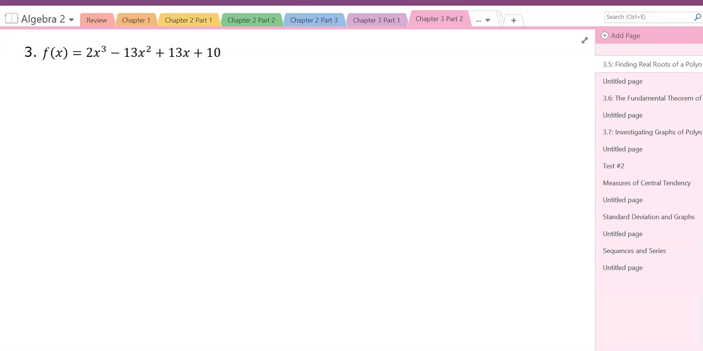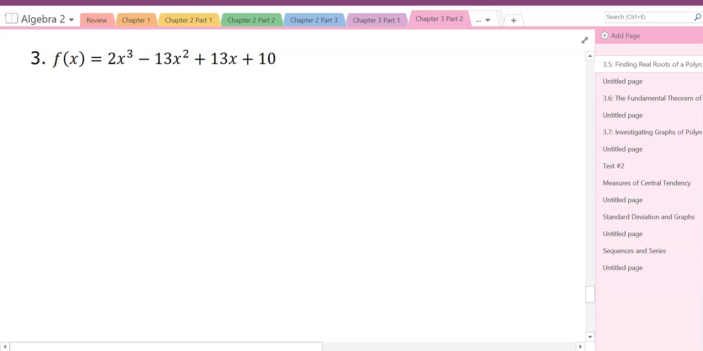It says 2x to the third minus 13x squared plus 13x plus 10. So can you guys tell me what's going to be my P and what's going to be my Q? Okay, P is 10, Q is going to be 2. So if I make my list of factors, what are some numbers I can go into 10? Okay, how about factors for 2?